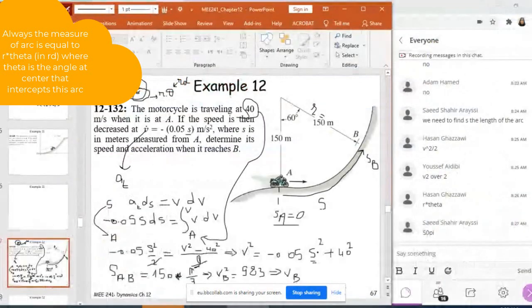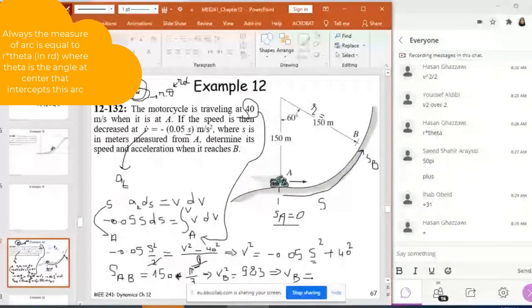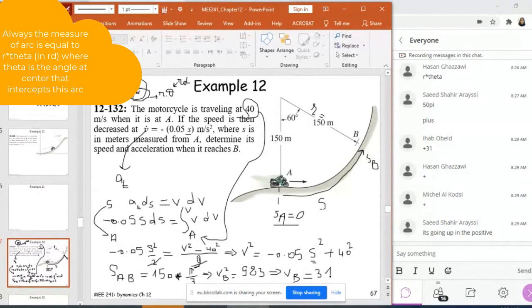What do you think now the sign of VB? Is it plus 31 or minus 31? Plus. Why is it plus? It's going up in the positive direction. So guys, this VB should be less than 40, all right? Because this is a decelerating motion. So this is 31 meters per second.